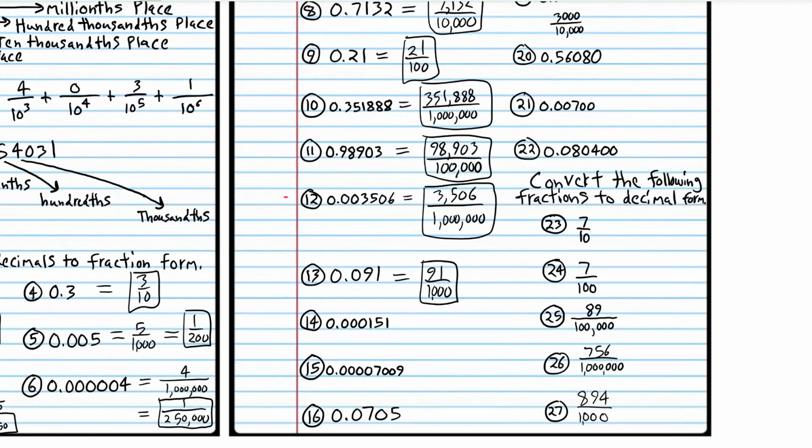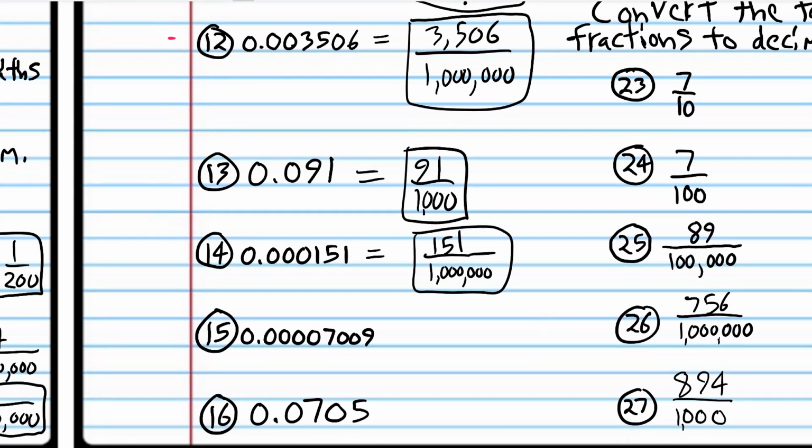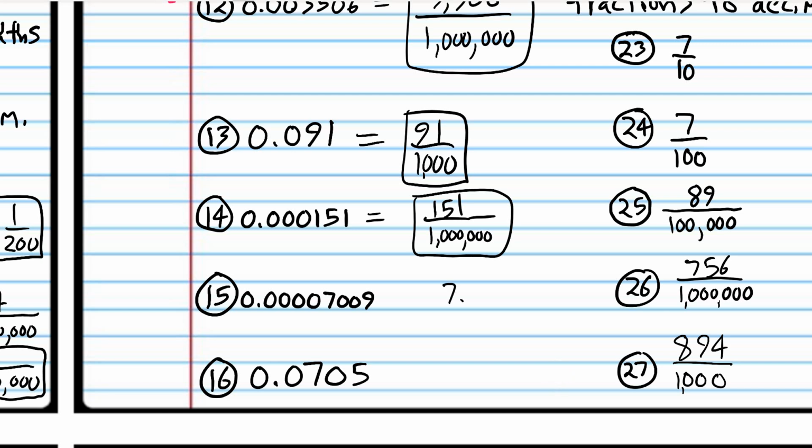All right, we're back. 151 over a million. $7,009 over, let's see, tenths, hundredths, thousandths, 10,000ths, 100,000ths, millionths, 10 millionths, 100 millionths. It's actually 100 millionths.